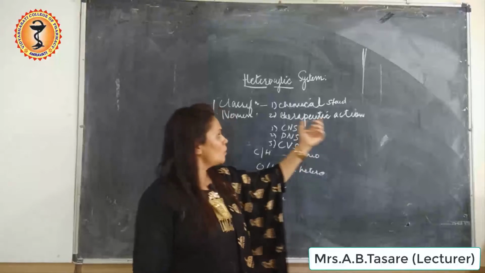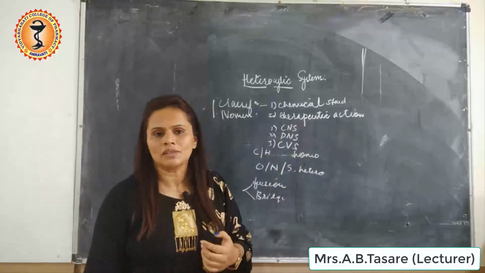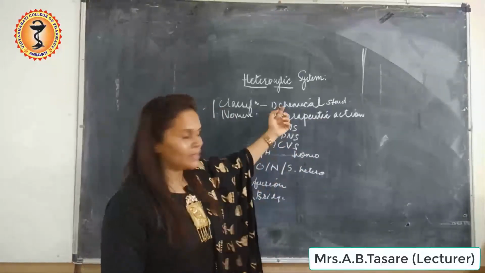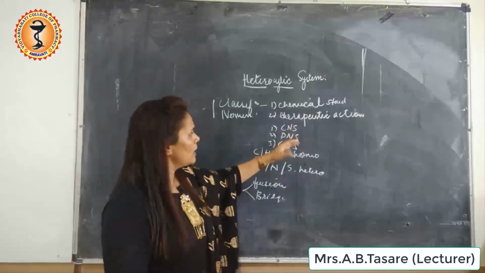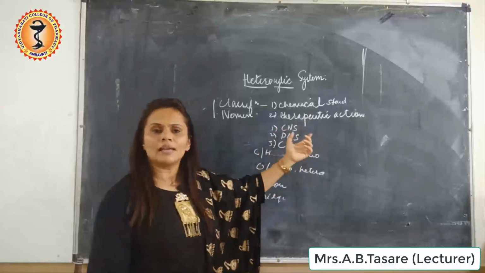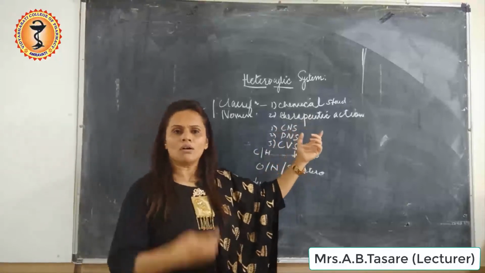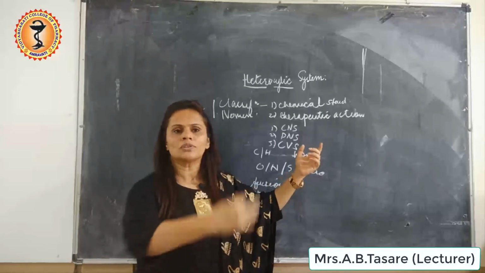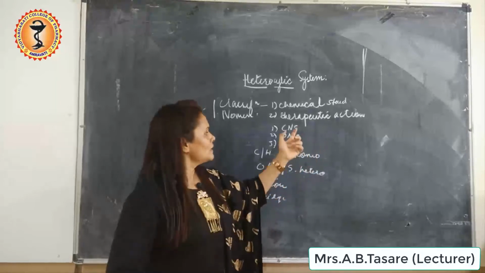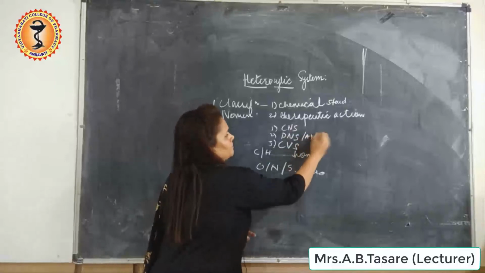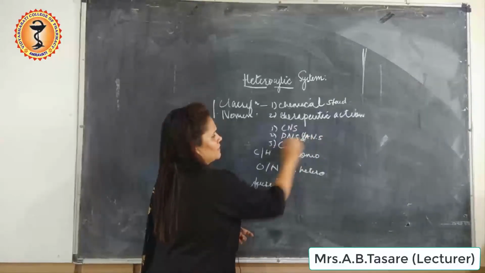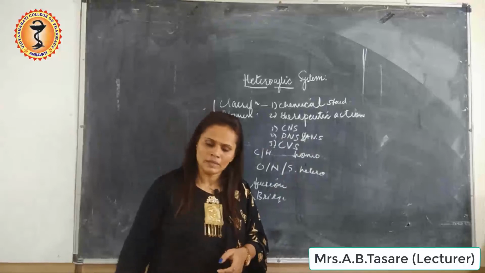Now you get why we are studying the different classifications: one based upon your chemical structures, then another based upon your therapeutic action. In that you have n number of varieties and n number of different categories, and the classification again goes into a deeper classification, that is your central nervous system, ANS, PNS, and your cardiovascular system.